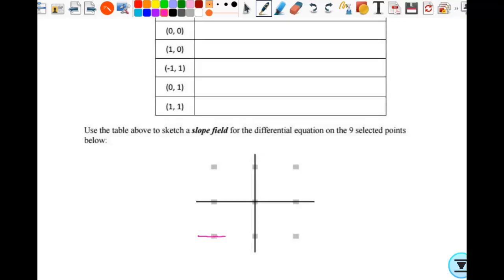All right, so at this point right here, 0, -1, we got a slope of 1. Is that right? So guys, if I was drawing a line with a slope of 1, and I started at this point, I would go up vertically 1 and horizontally to the right 1. So I'd have a line connecting these 2 points that passes through those 2 points. So I kind of visualize that line in my head, and then I just draw a little piece of it.